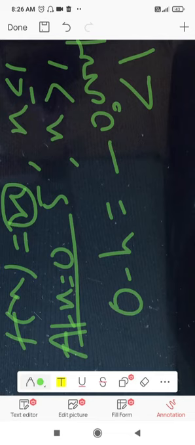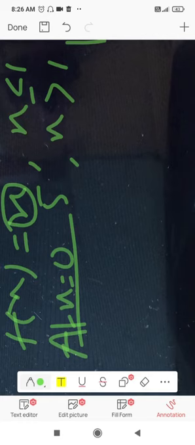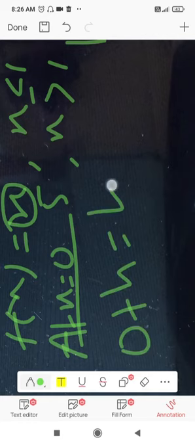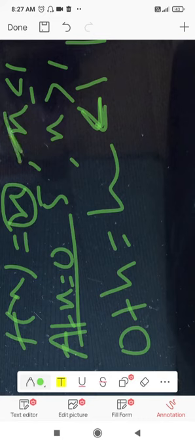Again, if we take the right-hand limit, that means a plus h, so 0 plus h, which will give us h. h means 0.0001, which is also less than 1, positive but less than 1. So for that case also we have to use the same function x.